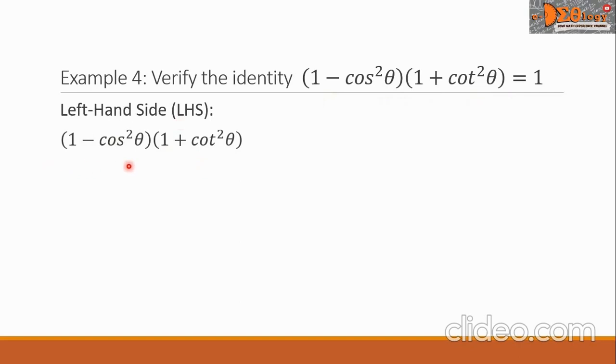Looking at the first group, this is related to a Pythagorean identity, which is sine square theta plus cosine square theta equals 1. If we're going to transpose the cosine square theta on the right side, the sign will change and it will be sine square theta equals 1 minus cosine square theta. This 1 minus cosine square theta is that first group, which is equal to sine square theta. Later, we will do the substitution.